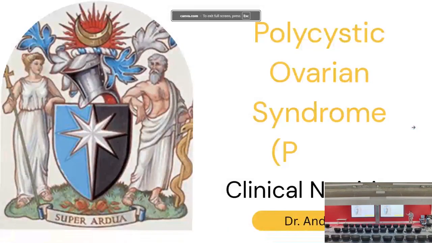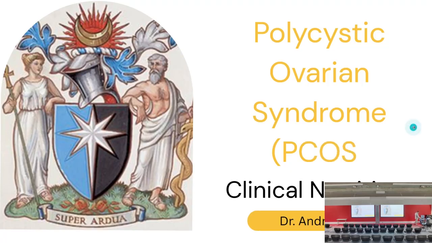So throughout these slides you're going to see lots of useful information put up on here. This slide here has got the coat of arms. This is the Royal College of Obstetrics and Gynaecologists. There's lots of useful information that you can find on that website related to this particular topic.